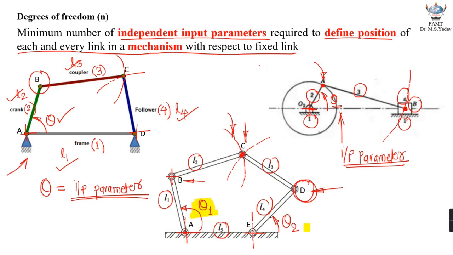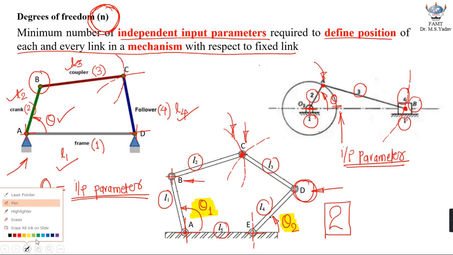The first one is this angle theta 1, and the second one is this angle theta 2. So in this configuration, the minimum number of input parameters required to define position of each and every link in the mechanism with respect to fixed link are 2. So the degrees of freedom for this mechanism is 2. Well, the degree of freedom is typically denoted by letter small n.